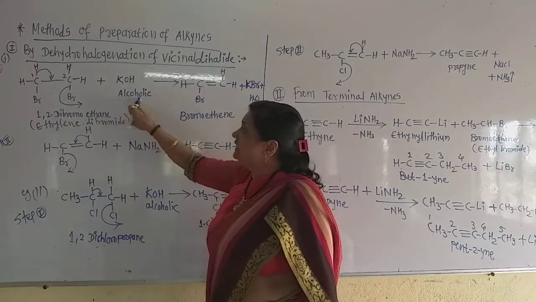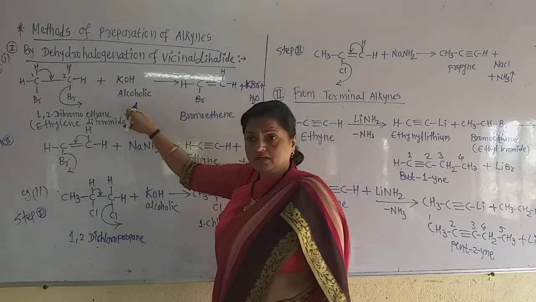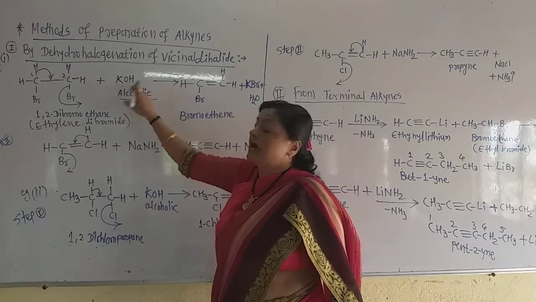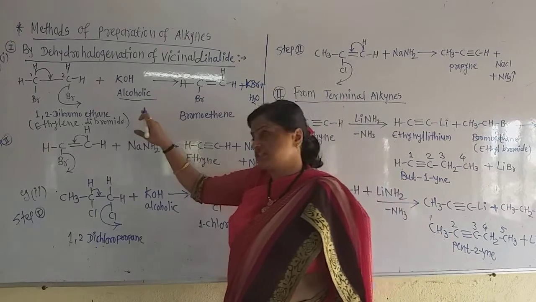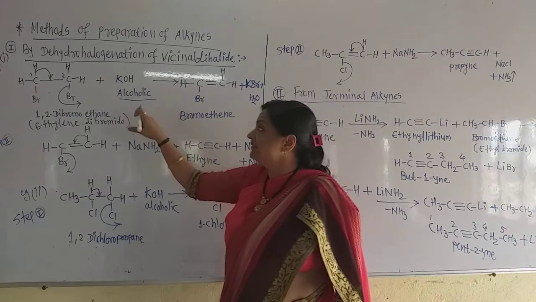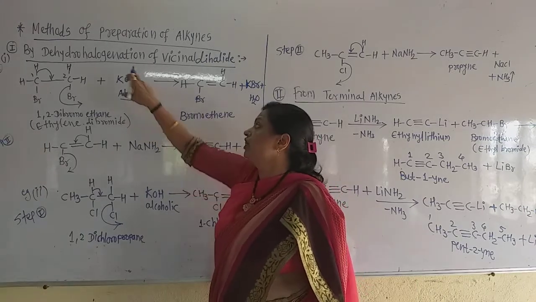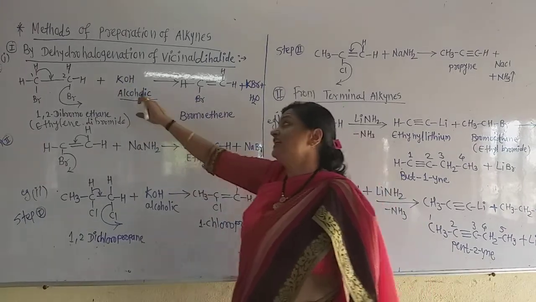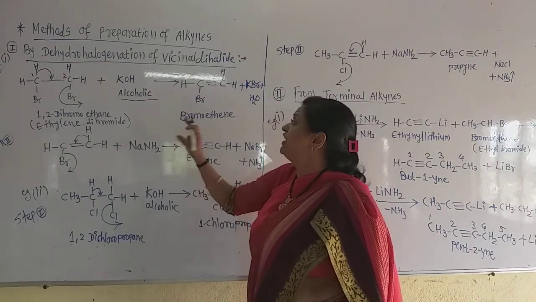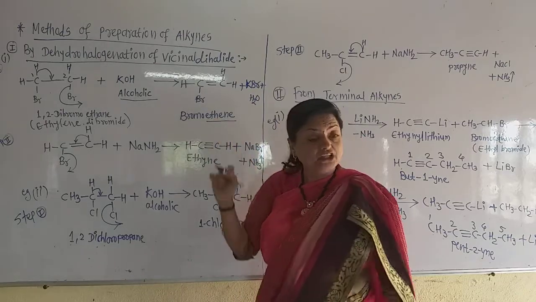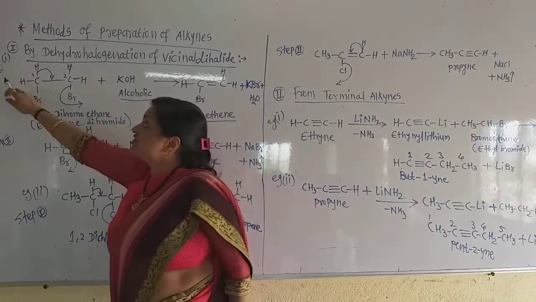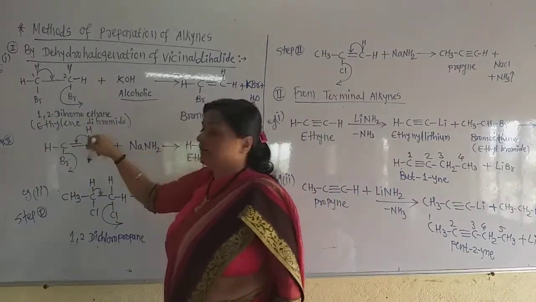Now elimination reactions of hydrogen and halogen are always carried out in the presence of alcoholic potassium hydroxide, not aqueous. Remember, potassium hydroxide is dissolved in alcohol and that solution is used, the alcoholic solution of potassium hydroxide. This is a very strong alkali. Now what happens in this reaction? First we obtain the alkene, not directly the alkyne. Alkenes are obtained in the first step. See, this is the first step and this is the first example.